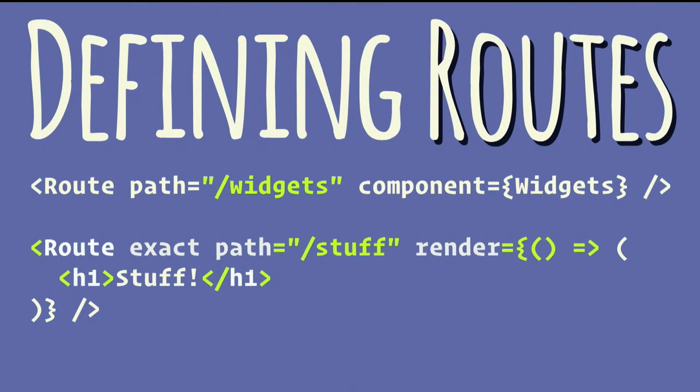So the first example would match /widgets, but it would also match /widgets/something else. So /widgets/44, for example, to load widget number 44. Or /rooms/general if the path were /rooms. The second example will only match exactly the path /stuff. It would not match /stuff/pancakes. Just /stuff. So that's with the exact prop.